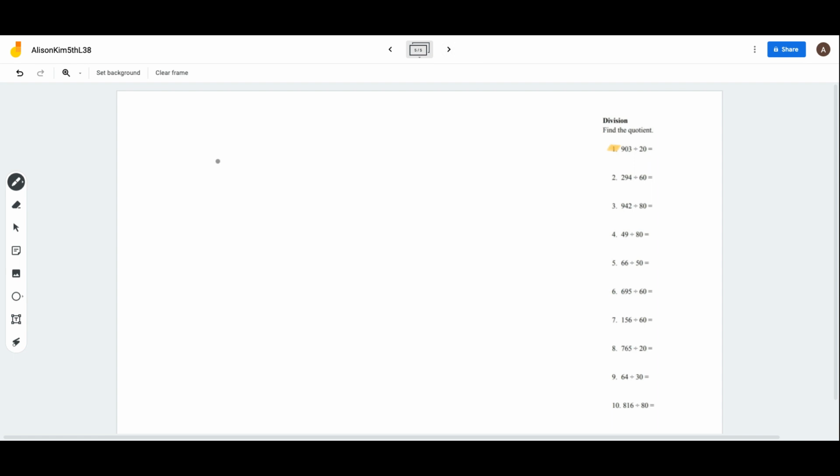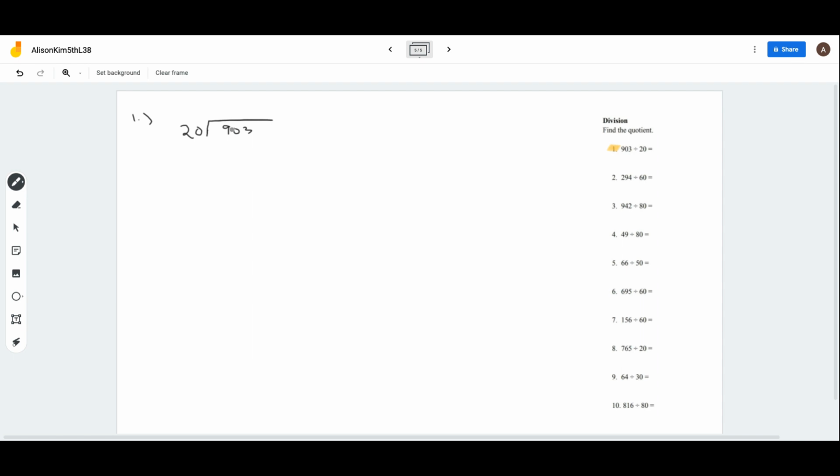Next, we're going to be doing division. And we're going to do number 1 together. We see that 903 is being divided by 20. So 20 is going to be the divisor, so it's going to go on the outside. And we see that 903 is the one being divided, so it's going to go on the inside. So it's the dividend. Now we know that 20 can't go into 9, so we're going to go one more over and assume that 20 can go into 90, which it can.